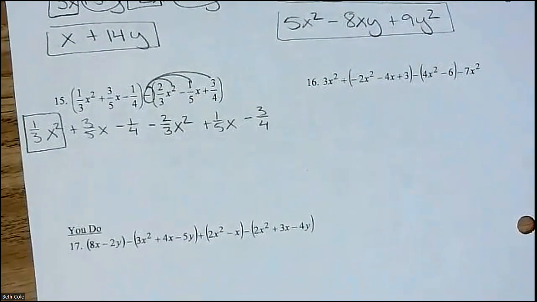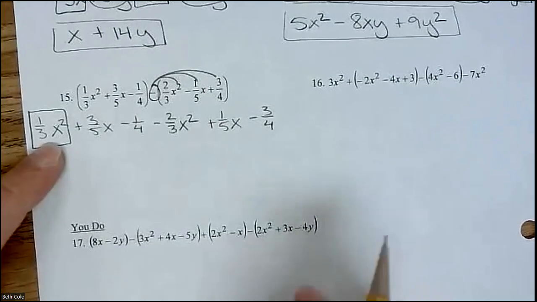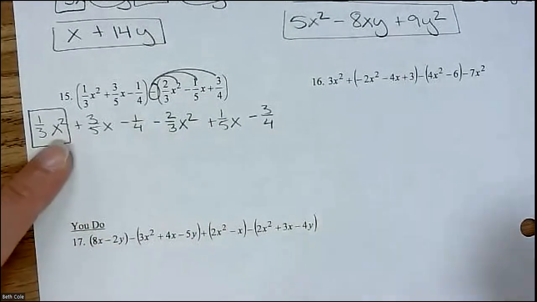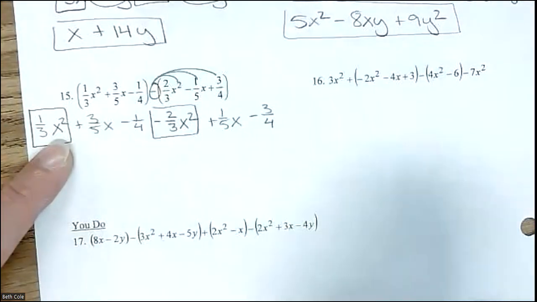All right. We got a calculator. Just watch. Well, hold on. Let me get everybody together. 1/3 x squared. What will that combine with? Which one of these terms? Yeah, negative 2/3 x squared.